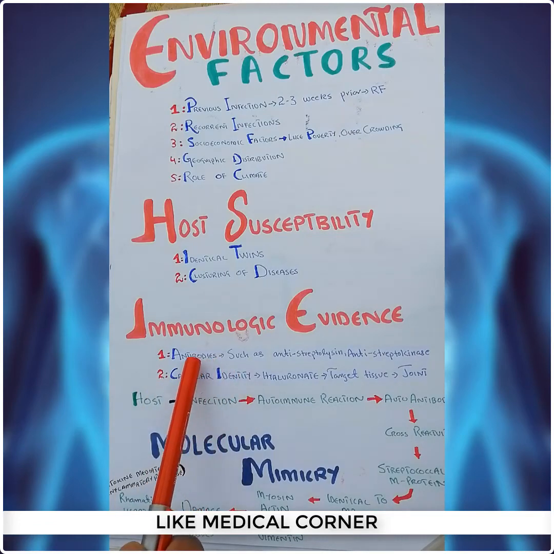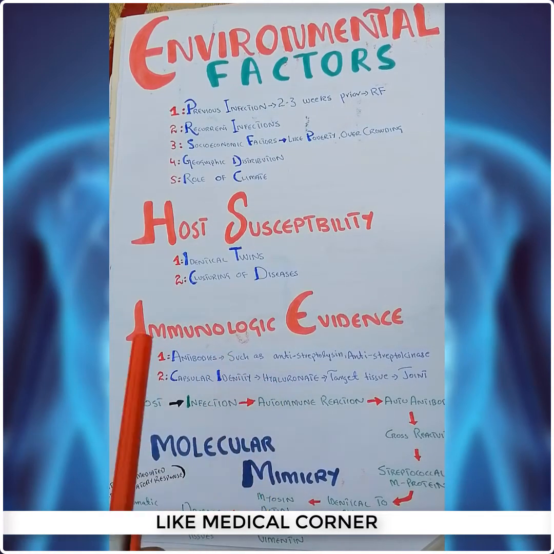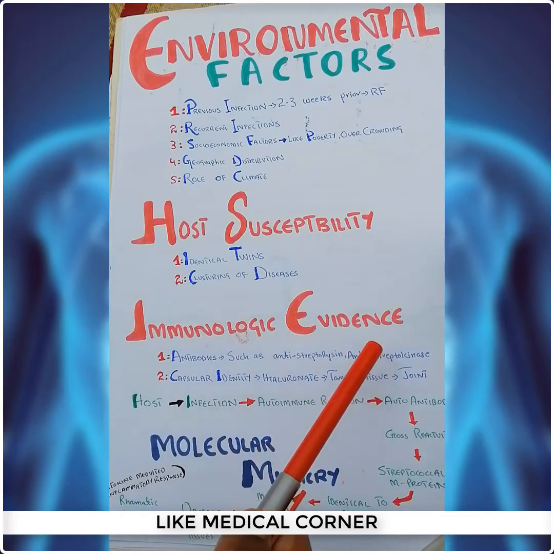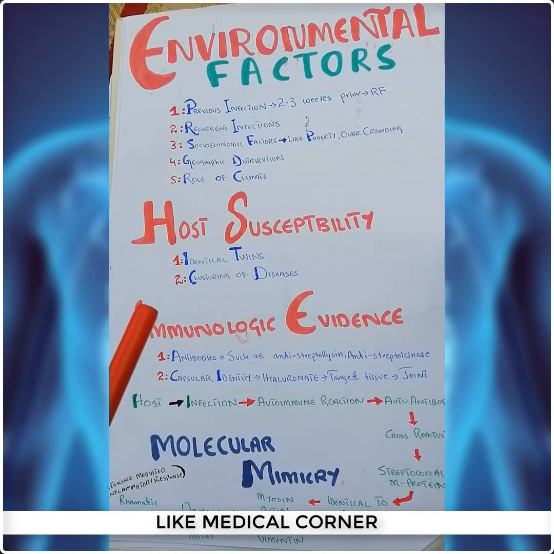The second immunological evidence is capsular identity, as the hyaluronate capsule present on the bacterial surface is also present in our joint tissues. When the same capsule is present there, our immune system becomes confused, and it is one of the immunological evidences. Due to the presence of the same capsule, these become target tissues for the attack.